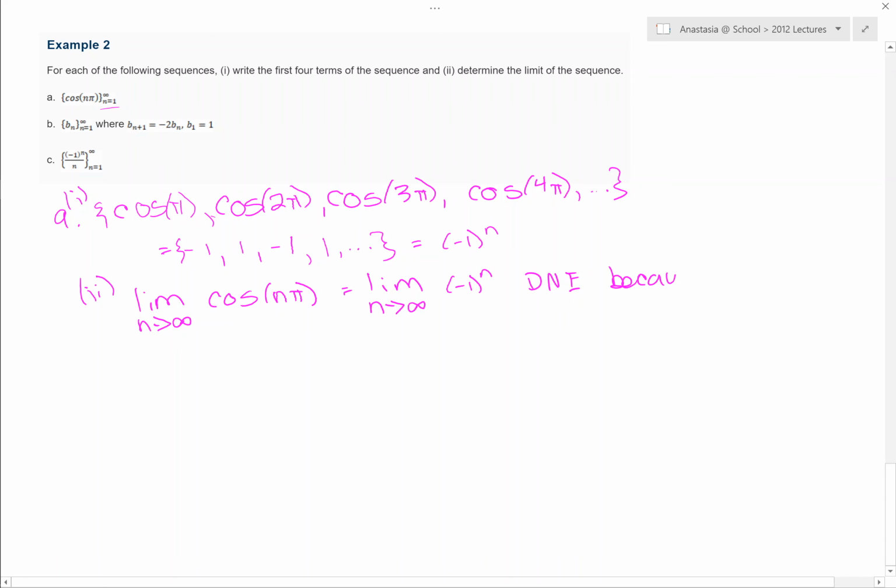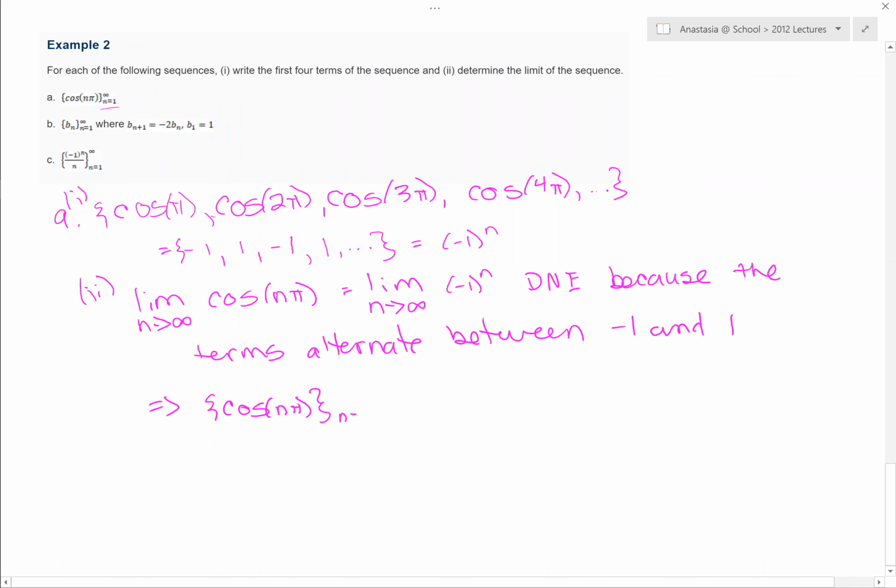Let's go ahead and write an explanation to support that conclusion. And this is because the terms alternate between negative 1 and 1. So this means that the cosine of n pi from n equals 1 to infinity diverges. And that's our conclusion for part 2.